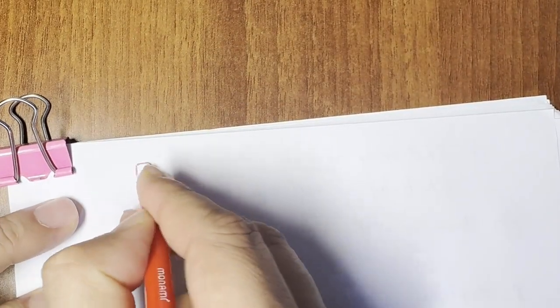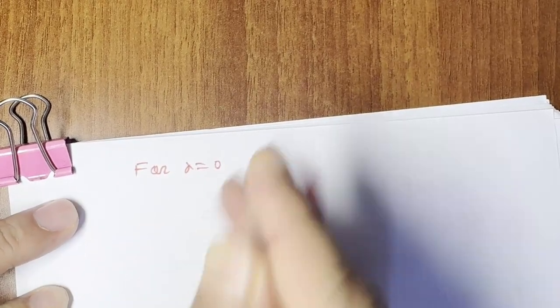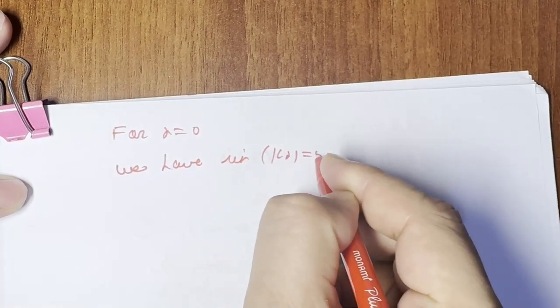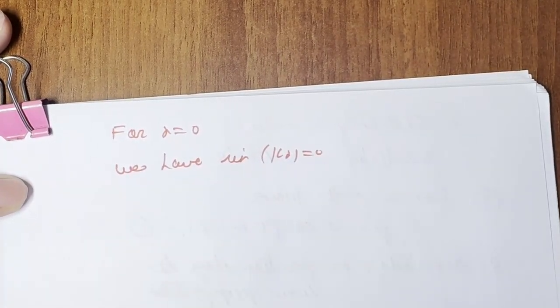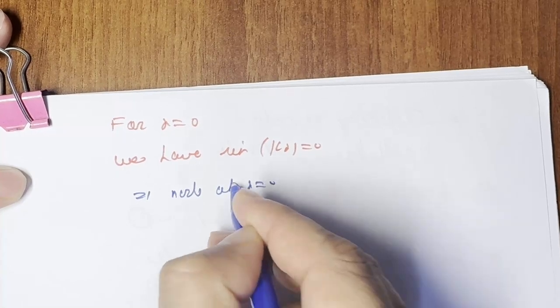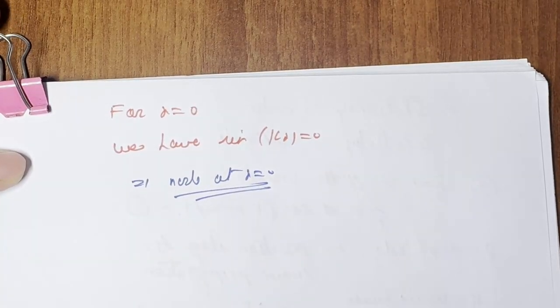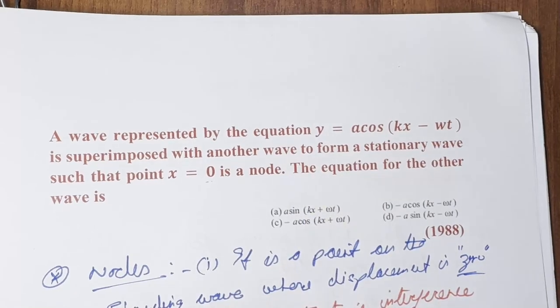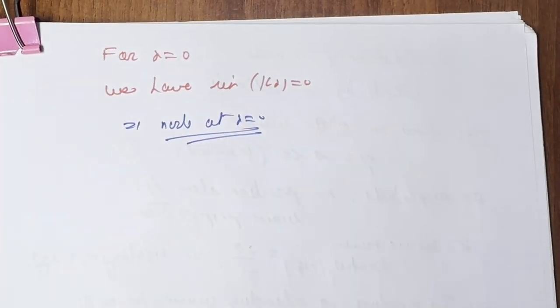So we try to formalize it. Therefore, we can say for x equal to 0, we have sine of kx equal to 0. That is a node at x equal to 0, which was put forward in the question itself, that the point x equal to 0 is a node. Thus we proved that the superposition is going to give us a node at x equal to 0.